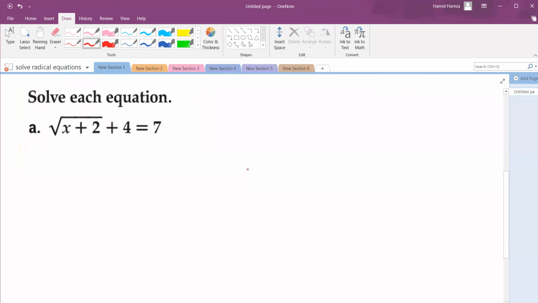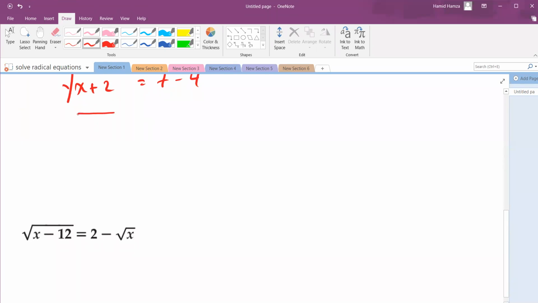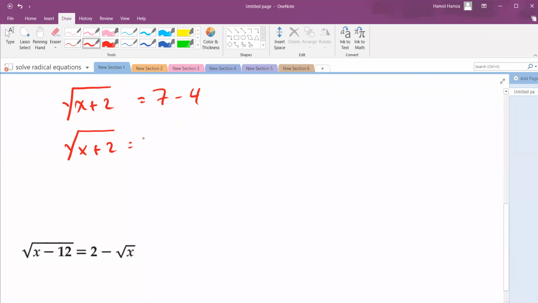So let's start with this one, for example, guys. Where is the root? This is the root. So we want to isolate this root. That means I want to write the root by itself on one side. So we start by taking 4 to the other side. It will be root x plus 2 equals 7 minus 4. So the answer is 3.